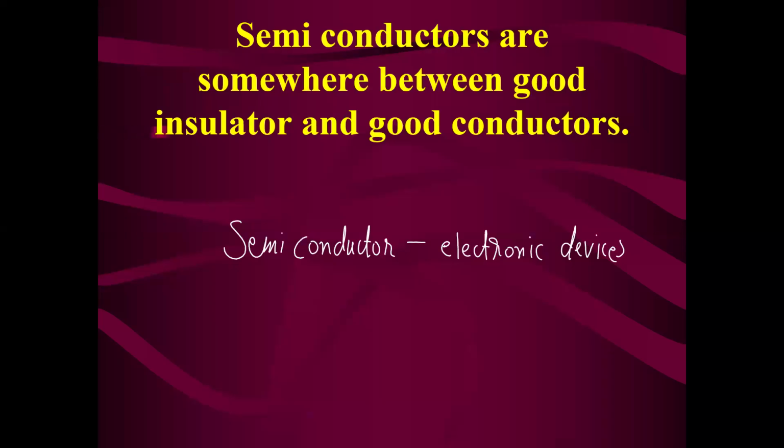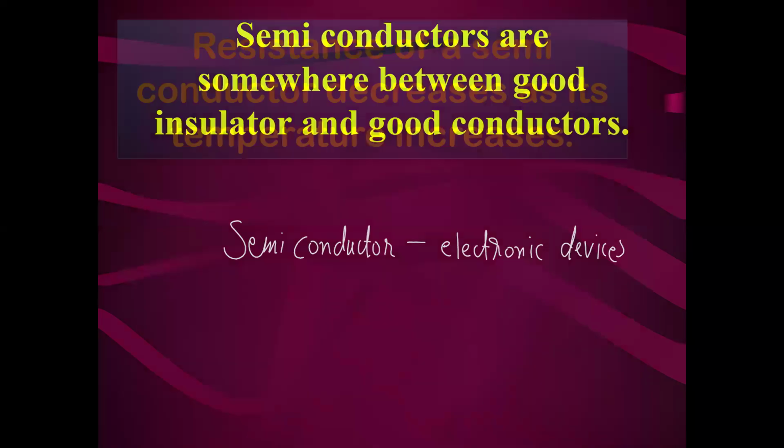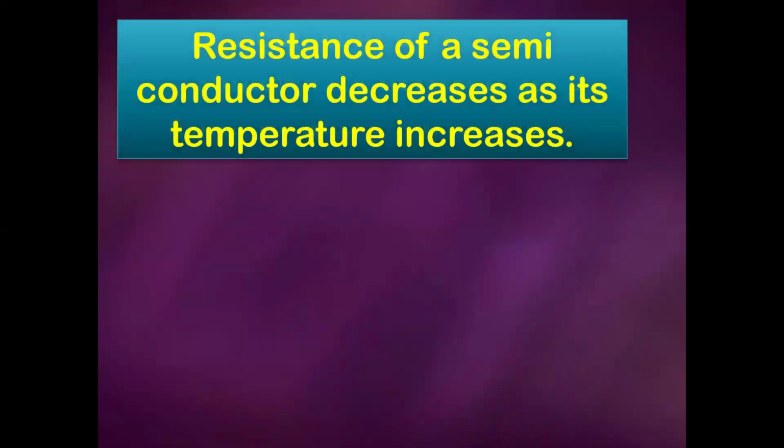Look at this. What are semiconductors? They are somewhere between good conductor and good insulator. Semiconductors are famous because they come in the use of electronic devices, these gadgets, these computers, they all use semiconductors. Semiconductors are those devices which are somewhere between good conductors and good insulators.